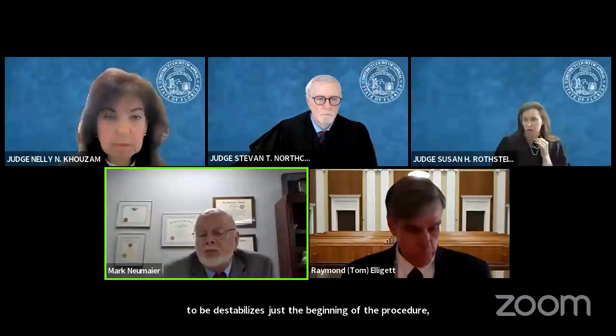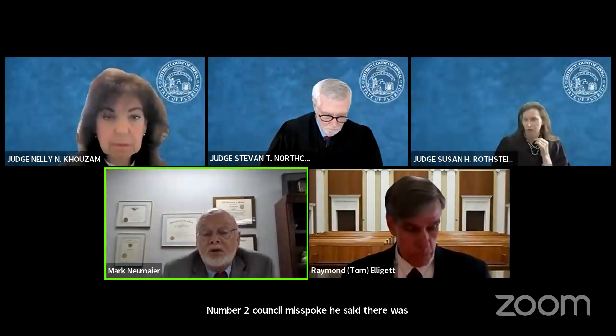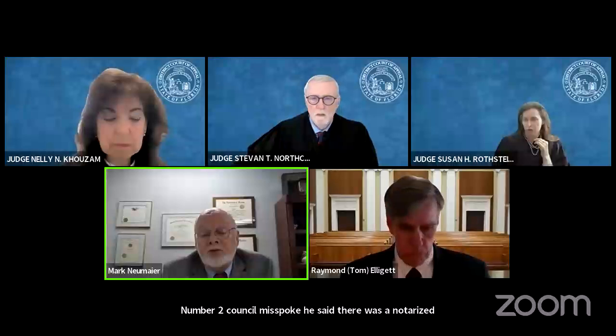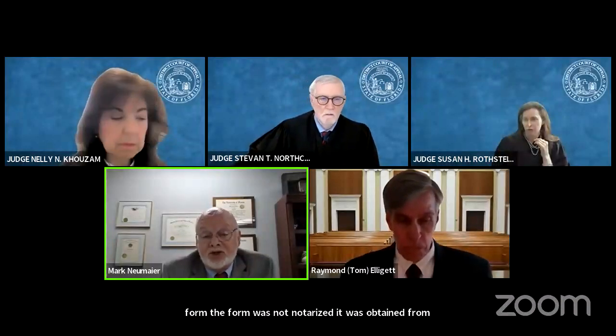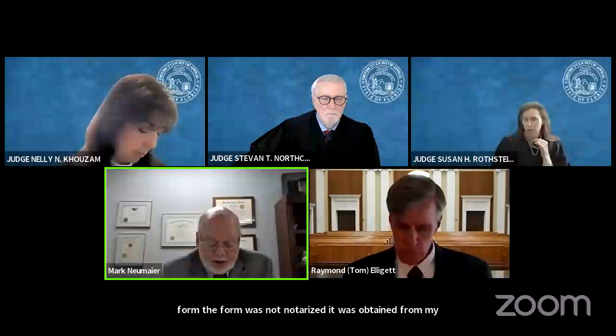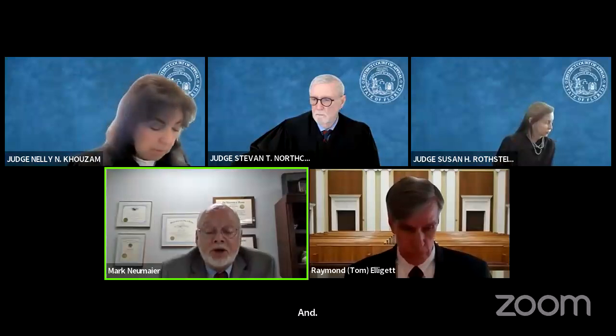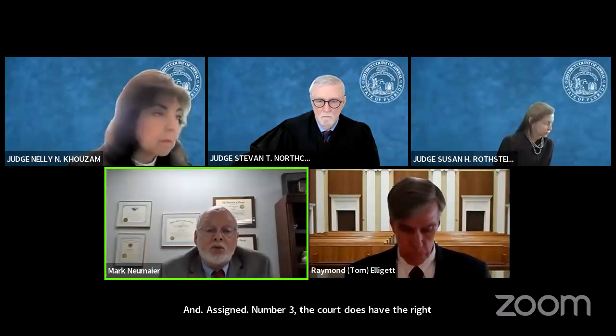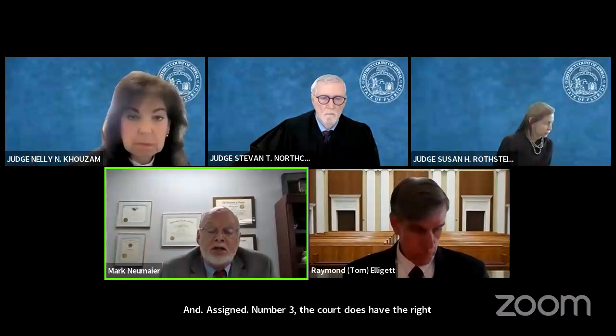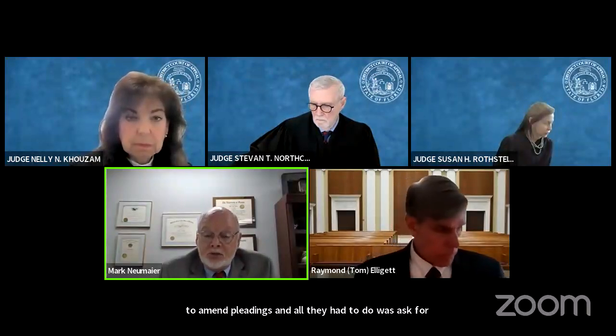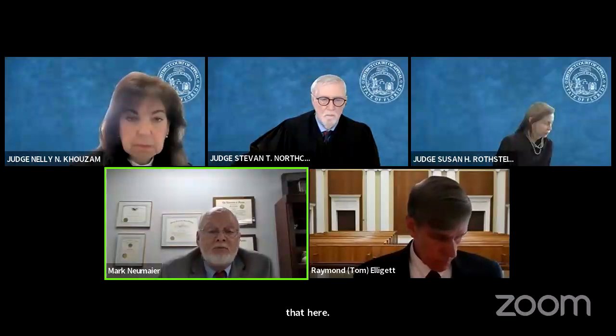Number two, counsel misspoke. He said there was a notarized form. The form was not notarized. It was obtained from my client while he was in a psychiatric facility and signed. Number three, the court does have the right to amend pleadings, and all they had to do was ask for that here. That's my point. It's easy to do. Then you don't run afoul of Lovett.